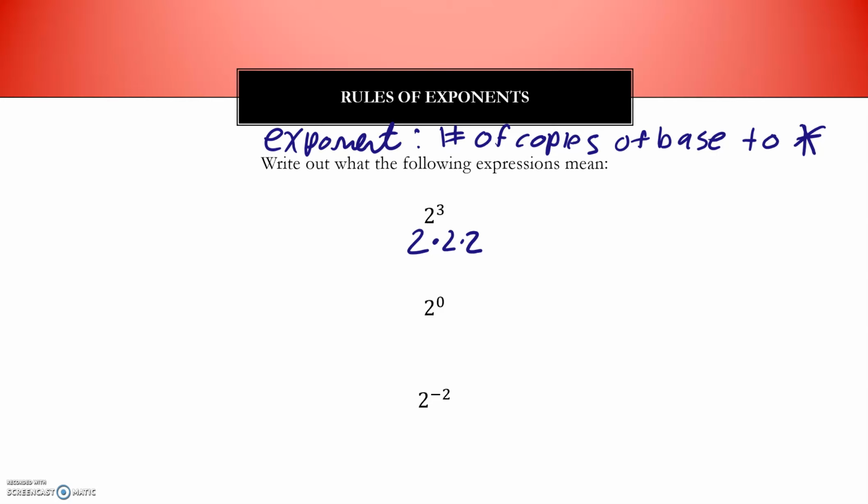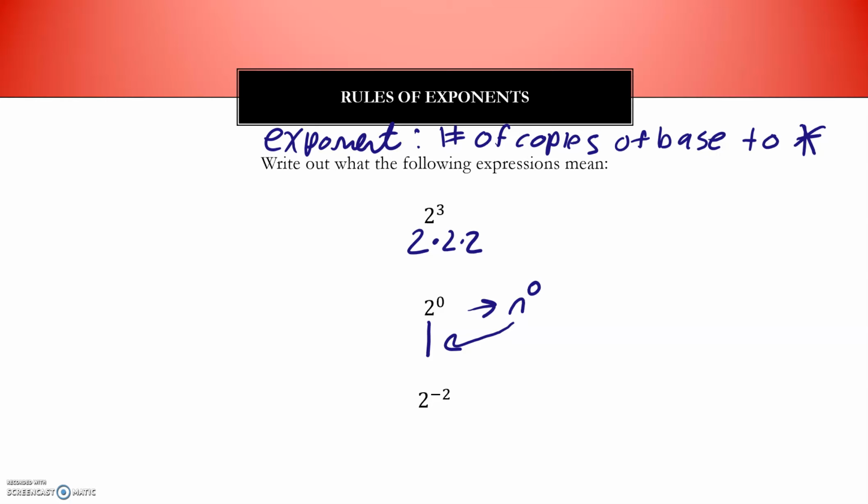So we say that 2 to the 0, or really I should say anything to the 0, is 1. And why do I say that? Because there are no copies of that base that we need to multiply together. There's no copies of 2 that we need to put into that expression. But we have to have something because it's not 0 itself, because we're not multiplying with 0. So we say that it is 1.